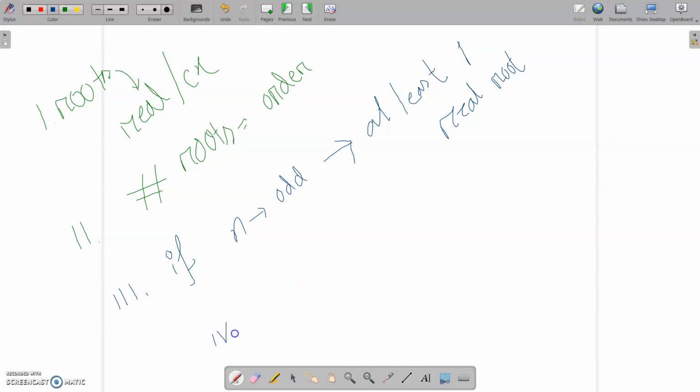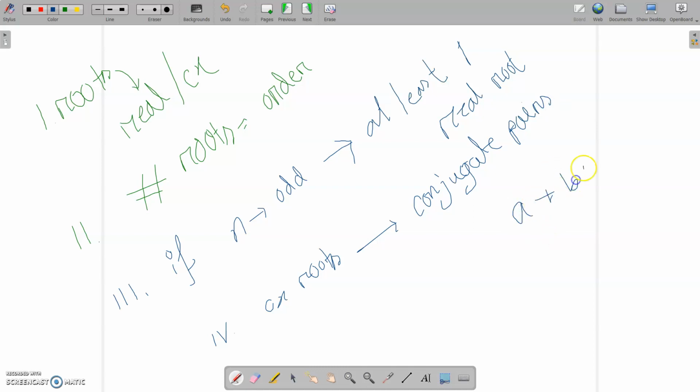Because that is number 4. When I have complex roots, they come in conjugate pairs. So if you remember, that is like a plus bi, a minus bi. The real portion is the same, only the difference is in here. So when I have a complex root, it will always be in pairs as conjugate pairs.